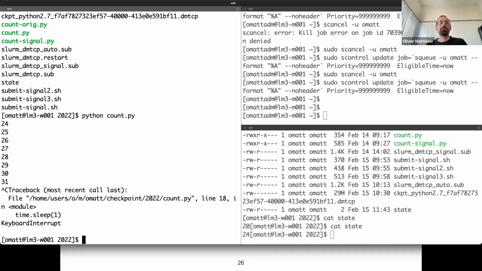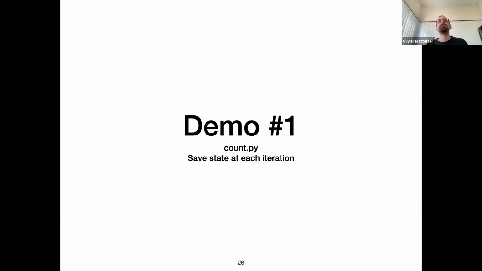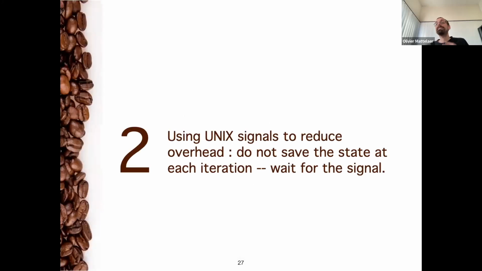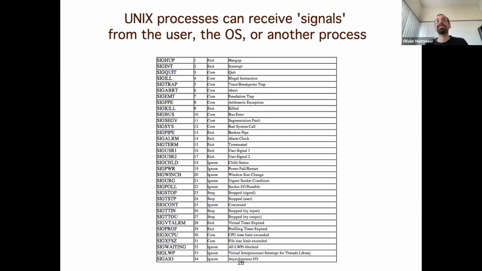But what would be interesting is to not only save at each iteration, but also save when needed, when you decide. Having a way to save the state where needed requires a kind of signal telling you, oh, save now. For that, we'll use signals, and in Unix, any process can receive a signal, and you're actually used to that. You do that every day.